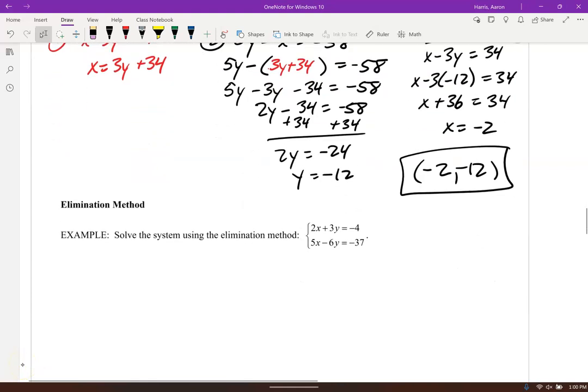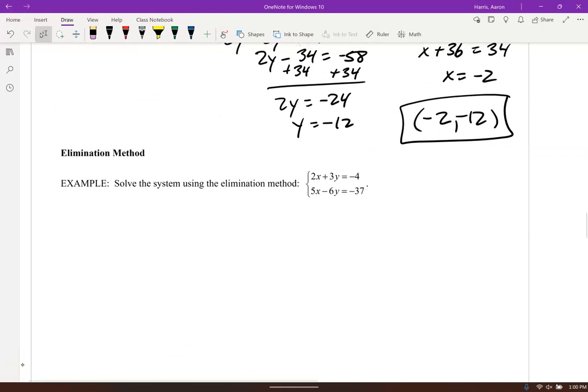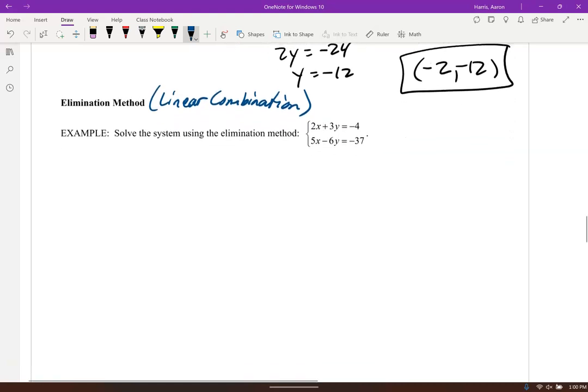Well, the elimination method, this is also referred to as the linear combination method. Sometimes you'll see textbooks call it that as well. Elimination or linear combination method. What this does, and I think this one's nice, especially if you have fractions involved.